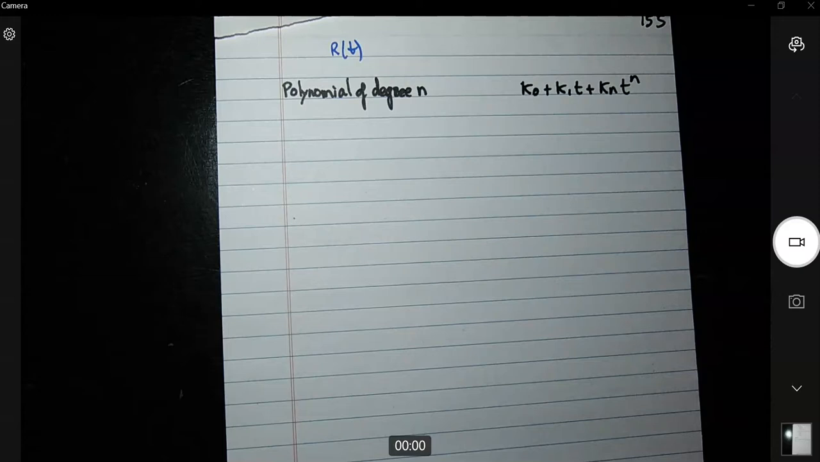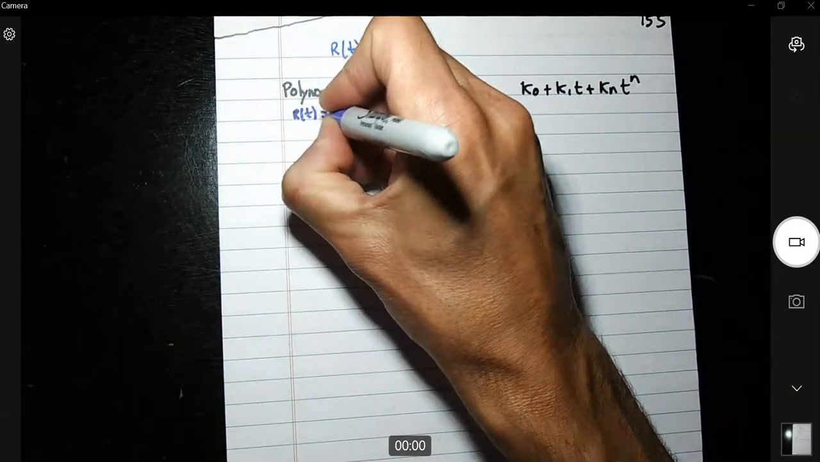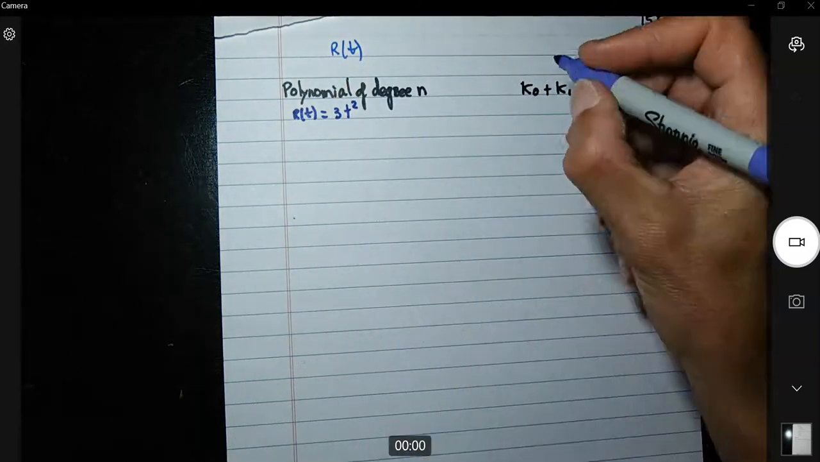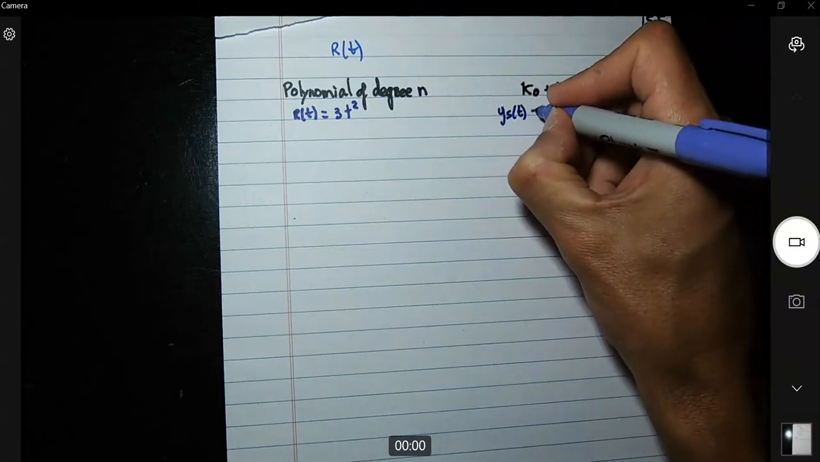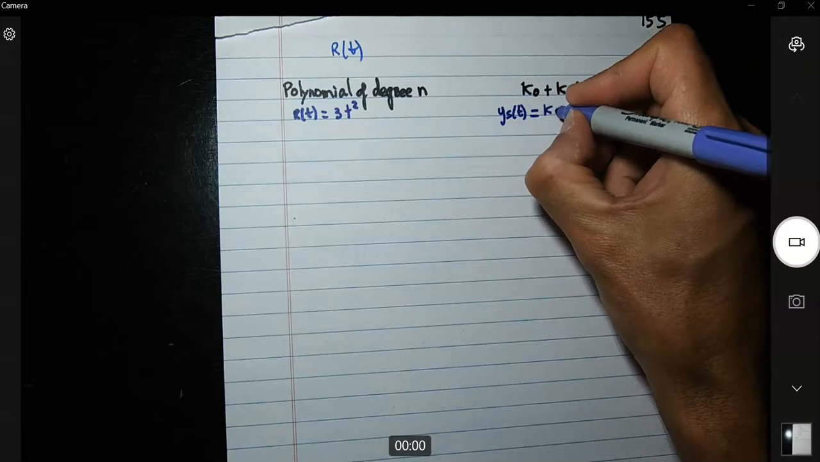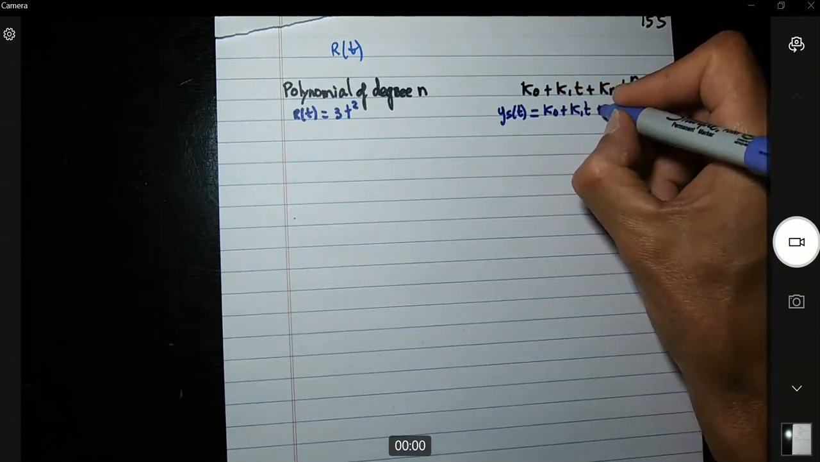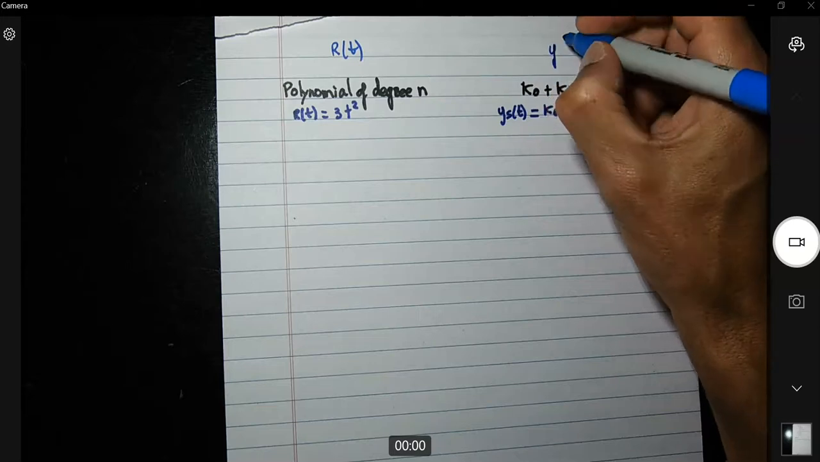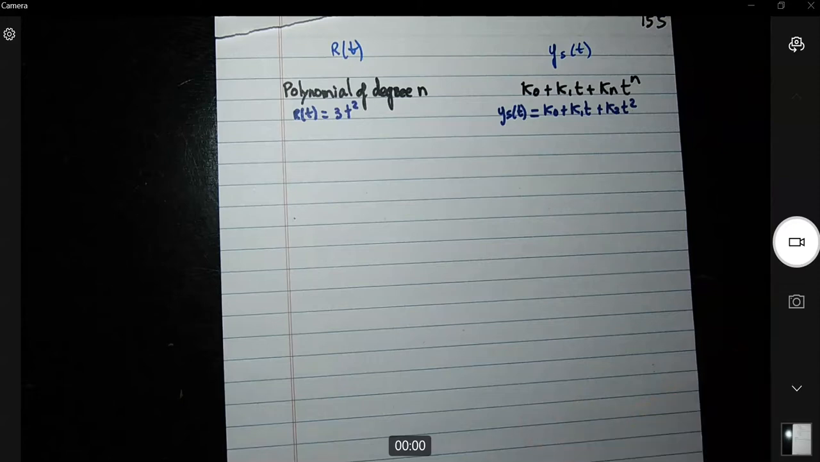Okay, so let me give you a quick example. I'm going to give an example for every single case. In this case, let's say r of t is equal to 3t squared. That will mean that y specific of t will be equal to k0 plus k1 t plus k2 t squared. I will tell you how to find those constants afterwards. So this is our case 1.